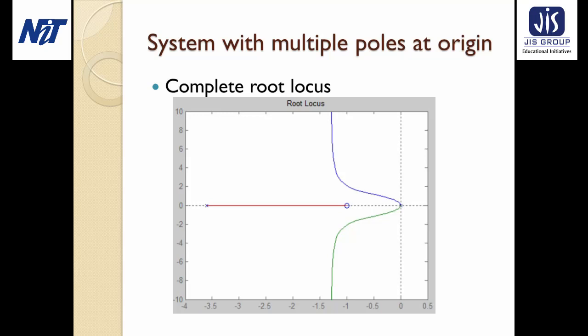So this one is the complete root locus of the given system, where there are 2 poles at the origin. These are the multiple poles, and another pole is located at minus 3.6, and the zero is located at minus 1. From the pole at minus 3.6, the locus will go to the zero. That means this red line originates from the open loop pole location minus 3.6 and terminates at the minus 1 location, whereas the other 2 poles create the locus of this blue and green line.